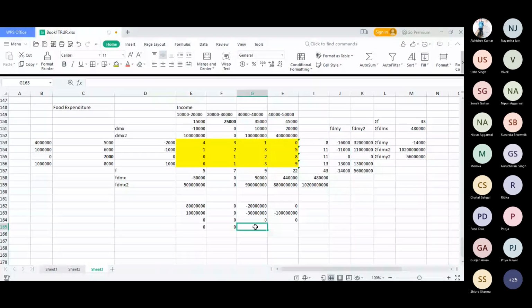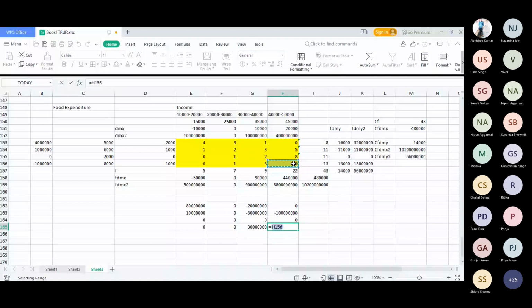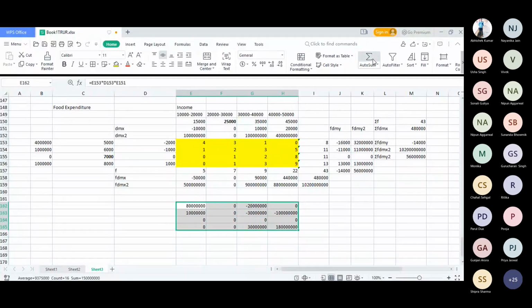Now for this it is equal to 3 multiply by 10 and multiply by 1. And the last but not the least is equal to 9, sorry, equal to this multiply by 20 and multiply by 1000. So this becomes the values of f dmx into dmy. Now you have to make the sum of all the values. So we'll make the sum of all.